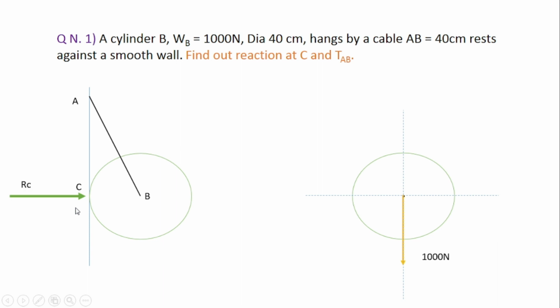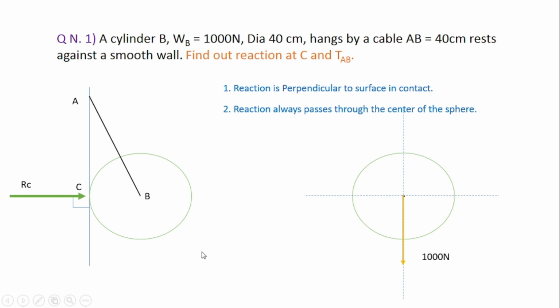Now when we draw a reaction, we should follow certain rules. What is rule number 1? The reaction is perpendicular to the surface in contact. So for this surface, the reaction should be perpendicular to this surface, so it forms a 90-degree angle here. The second important rule is that the reaction always passes through the center of the sphere. So all reactions should pass through the point B, the center of the sphere.